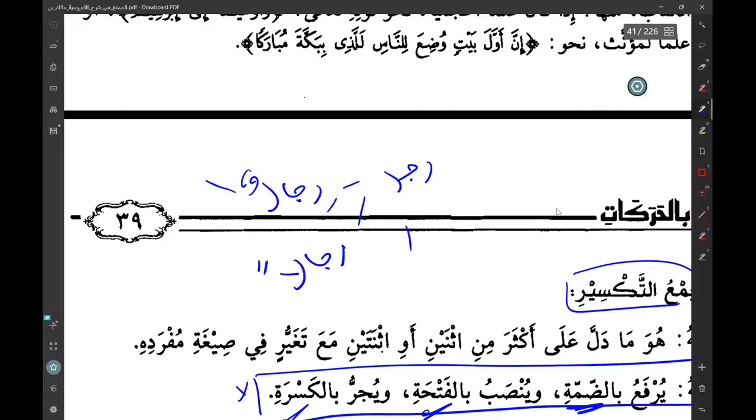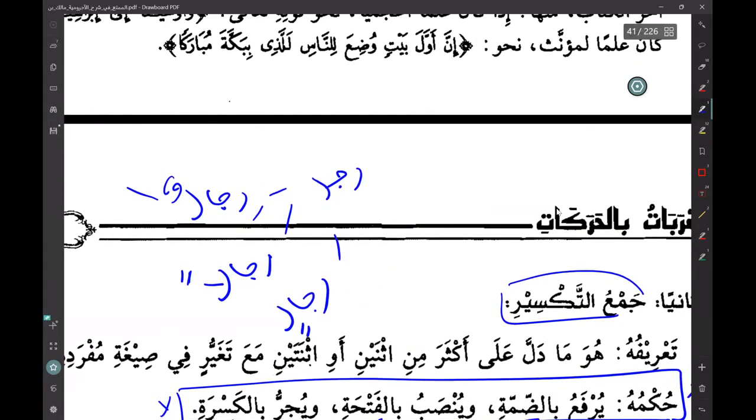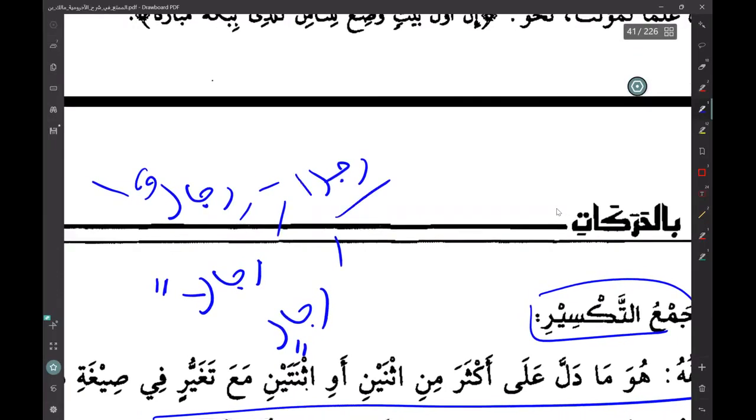And for the jar, it would be rijalin. Simple stuff. But the only thing I will mention, what they do talk about, they go into details about what type of change is happening. Sometimes they will say the change happens by adding more letters. For example, here you have rajulun, you have rijalun. So what happened? We added some letters.